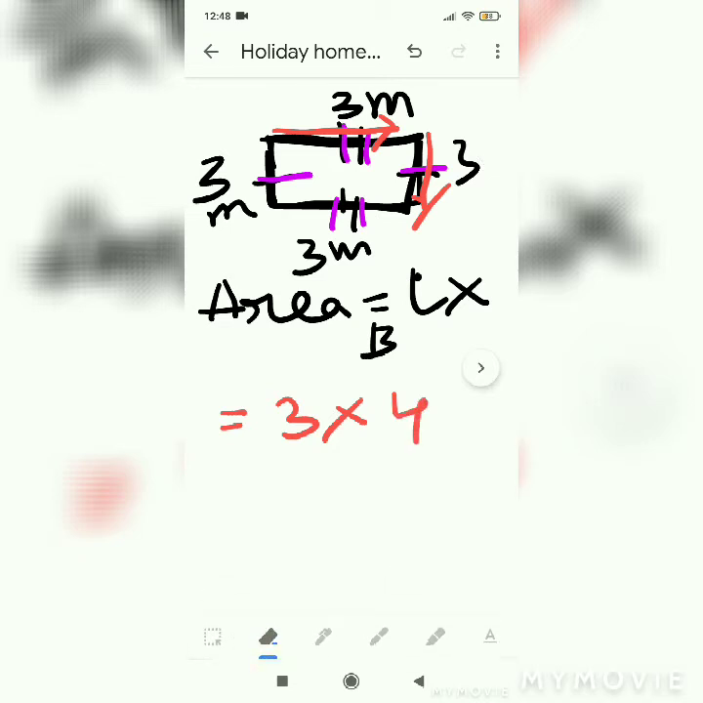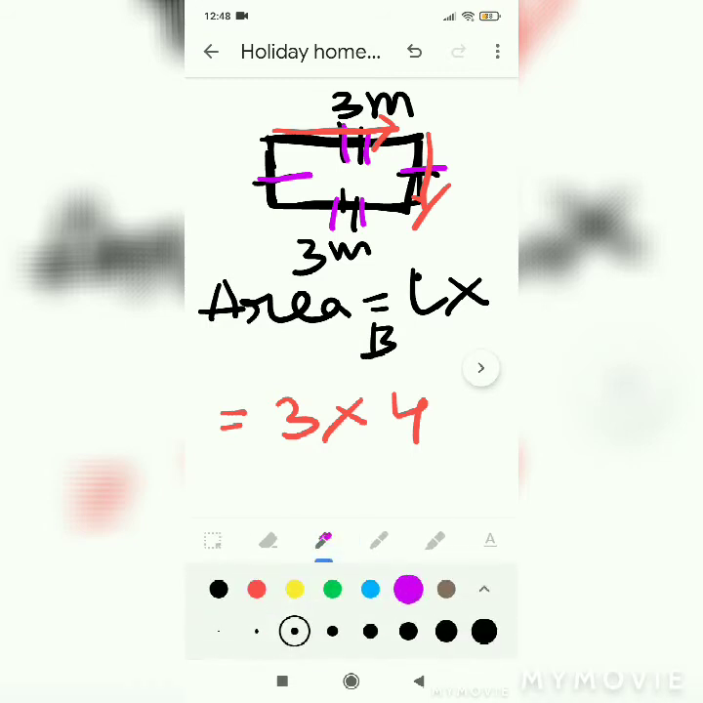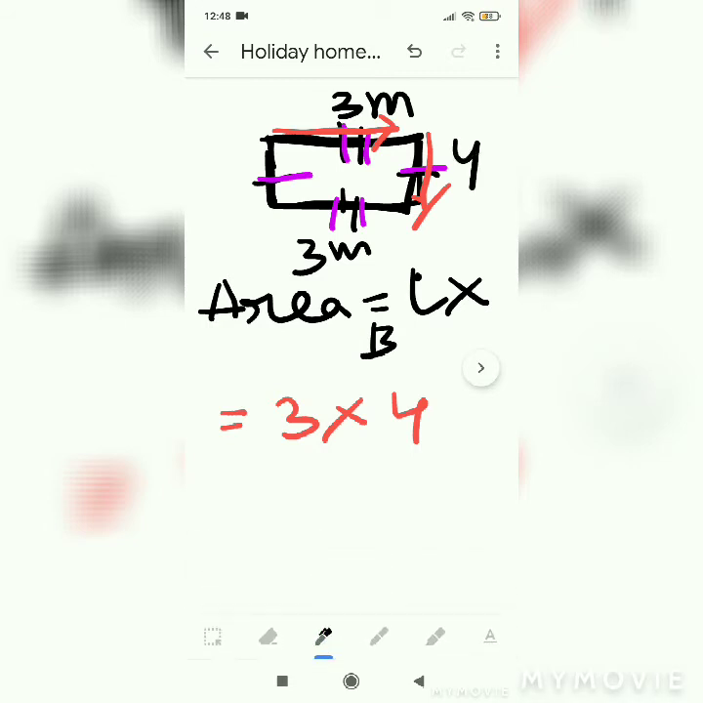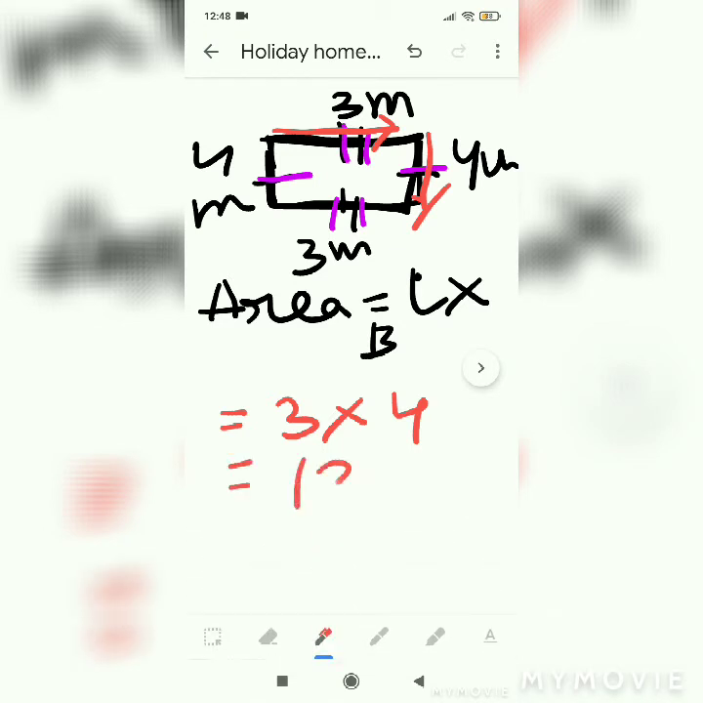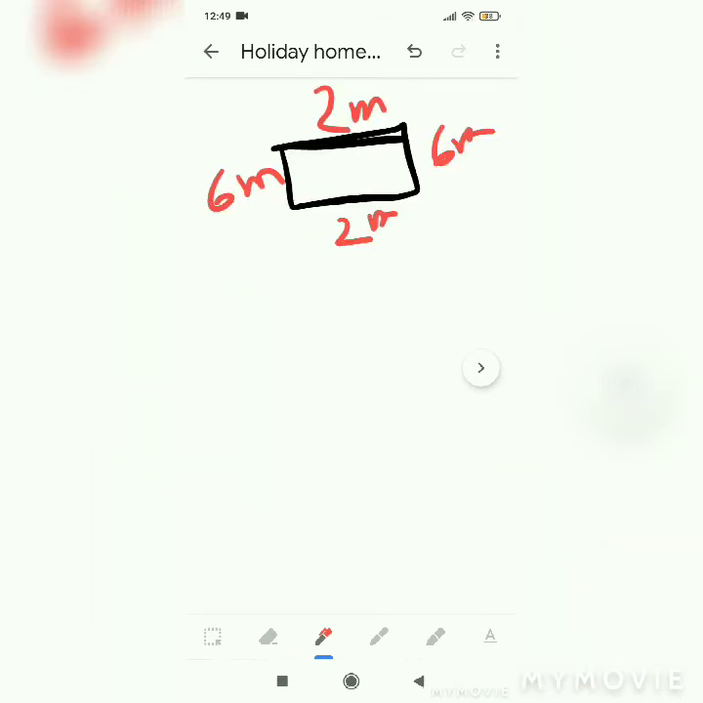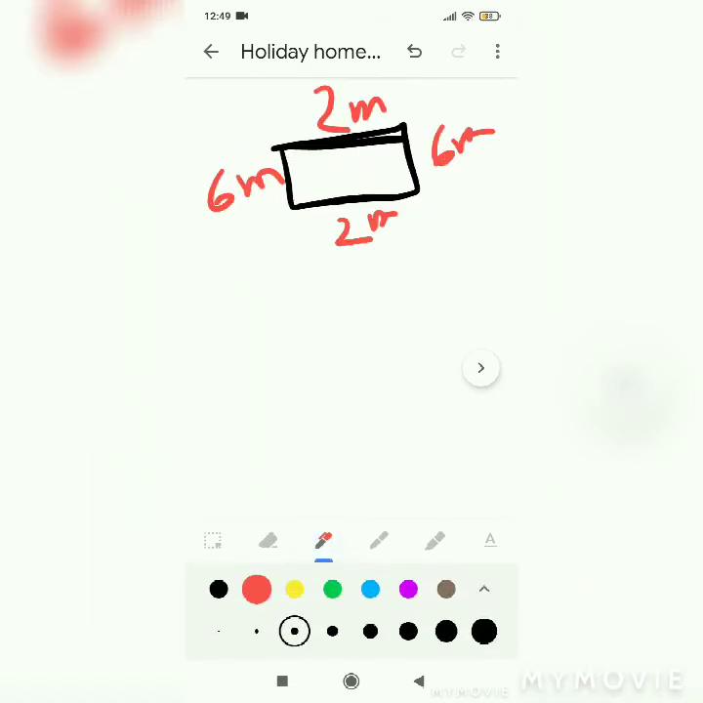Okay, right, it will be 4. Sorry for the mistake. It will be 4 meter and 4 meter. So let me write it, 4 meter and 4 meter. So 3 into 4 equals 3 4s are 12 meter, but it will be 12 square meter. Why? Because I have said already in that square video, that you always have to put square unit after area. Now comes perimeter.